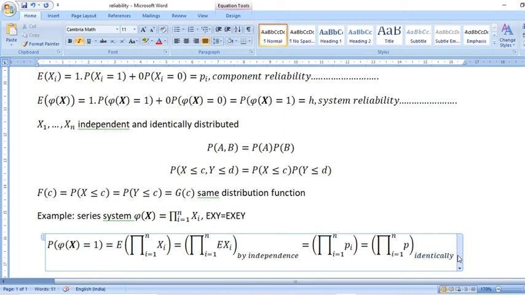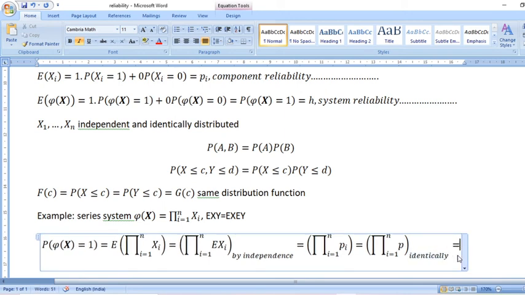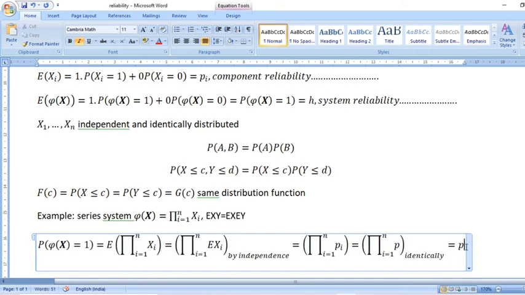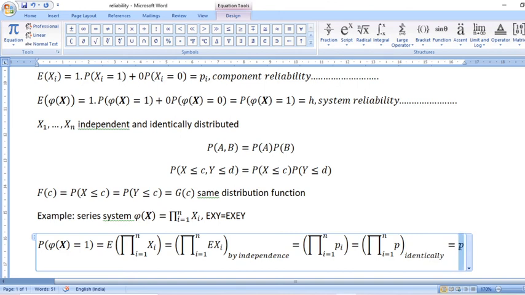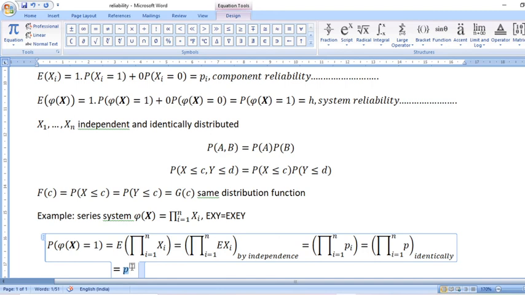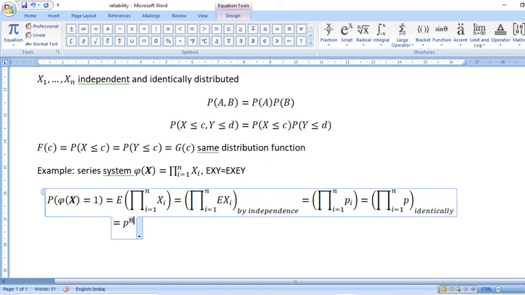But you know that product i from 1 to n of p, a constant multiplied n times, p into p into p and so on, is p raised to n. If it is not identically distributed, we can stop with the previous step. If it is identically distributed, we have to go to this step also. I think you are clear with this idea. Did you get the idea?